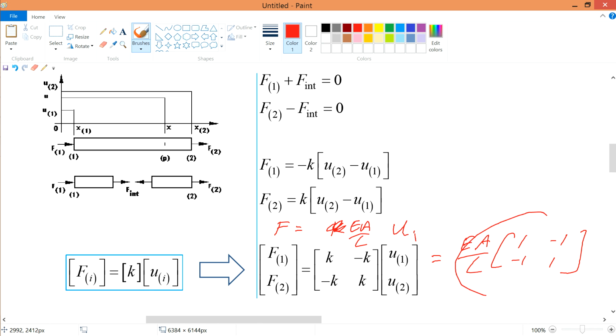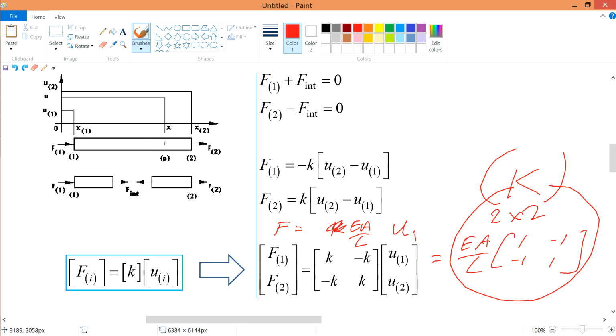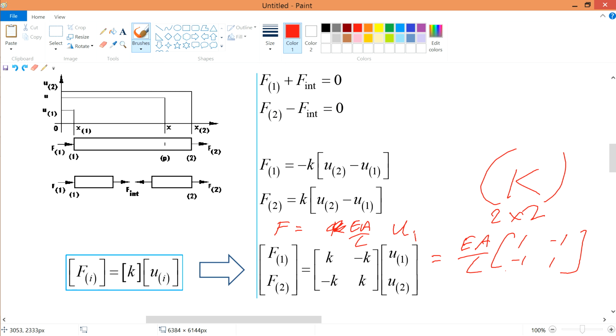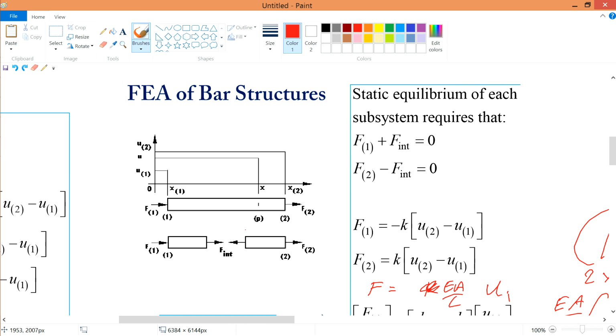This whole thing is just a 2 by 2 system for your stiffness matrix. If it's a 3 by 3, you will have other terms. I don't go into details, but let's just keep it to this. So we have introduced how this EA over L is important. Everything is very dependent on when you apply a tensile force, when you're trying to stretch a certain system.